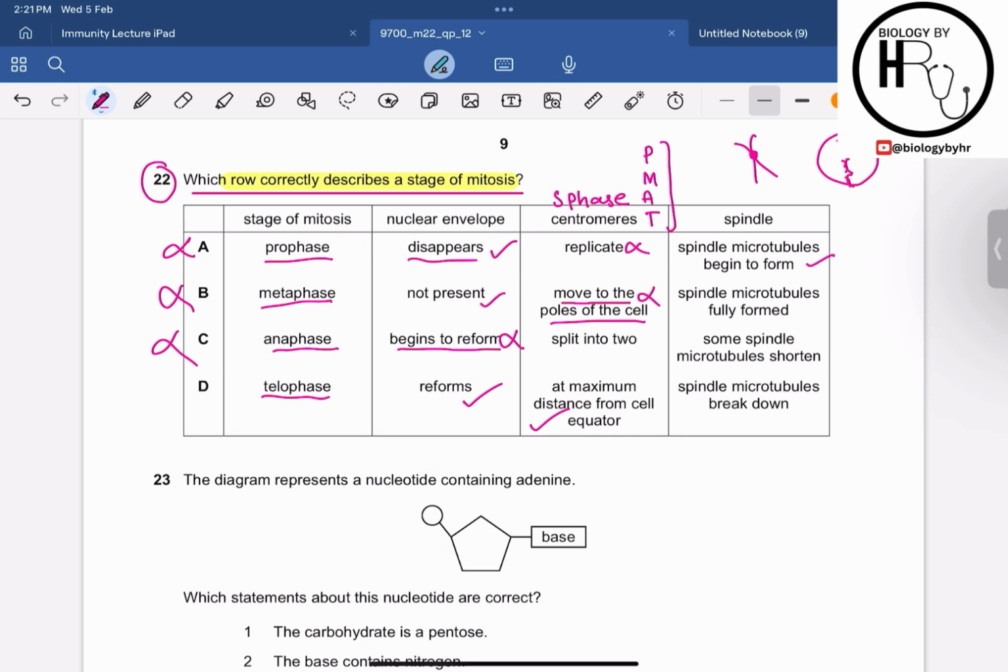Spindle microtubules break down. Yes, this is correct, because already in the anaphase the spindle fibers have shortened and the two sister chromatids are pulled apart, right? Both are at the opposite poles, right? So hence the correct answer for this question is option D over here.